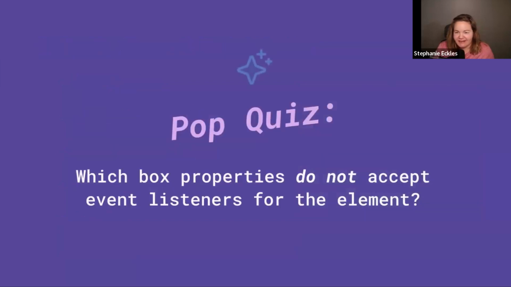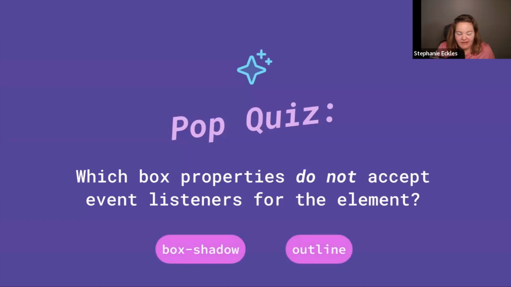All right, here's our second and last pop quiz. Which box properties do not accept event listeners for an element? All right, so the properties that do not accept event listeners include box shadow and outline, but they will trigger once inside of the border. So in some cases, this means a user has to move further inside of the element to interact with it. So if you think of a technique such as using multiple box shadows to add the appearance of extra borders, this is a scenario where that may actually impact the user experience.